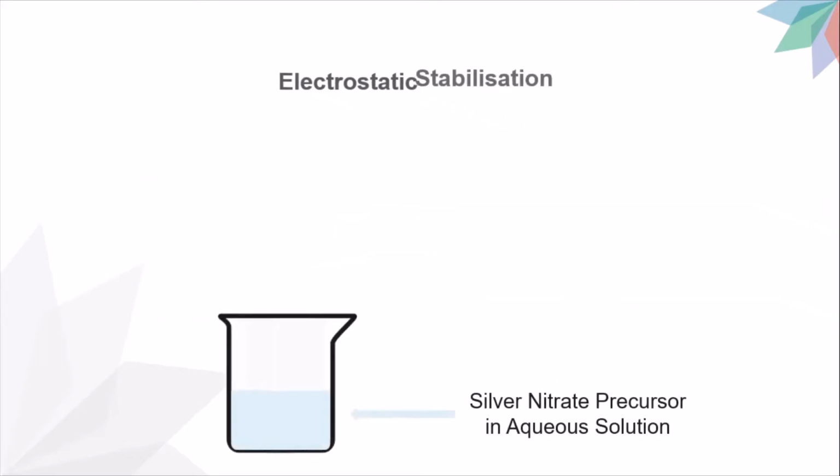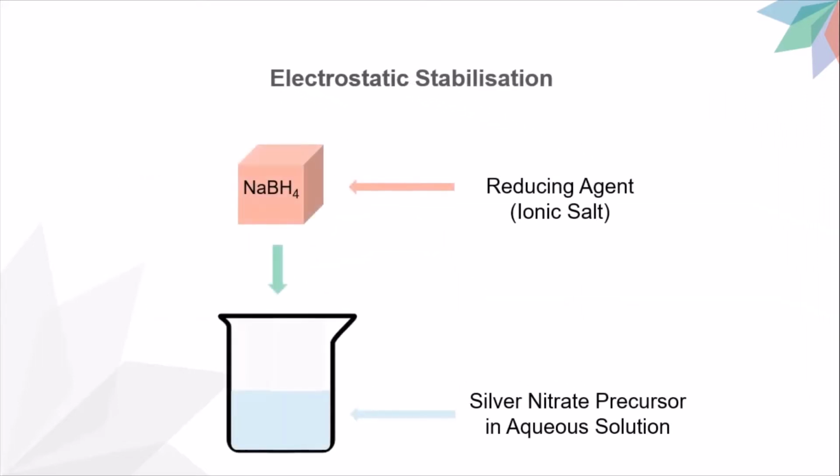In electrostatic stabilization, an ionic salt is added to stabilize the nanoparticles. This involves the use of an ionic salt such as sodium borohydride and a silver precursor in solution such as silver nitrate. In the case of sodium borohydride, it also serves as a reducing agent, thus eliminating the need for further addition of reducing agents. Let us now take a closer look at what occurs within the solution.